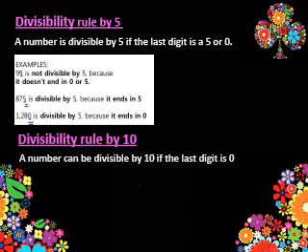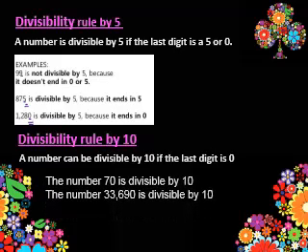Now the divisibility by 10. We say that a number is divisible by 10 if the last digit is 0. So the number 70 is divisible by 10 because the ones digit is 0. 33,690 is divisible by 10 because the ones digit is 0. Also keep in mind that a number is divisible by 10 if it's divisible by 2 and 5 at the same time, because the number should be even and divisible by 5, so the only thing common between them is to end with 0.